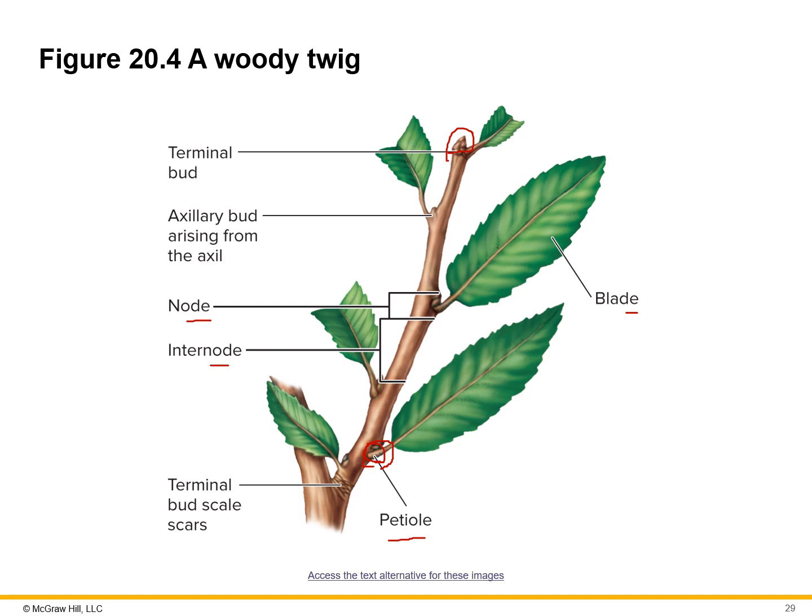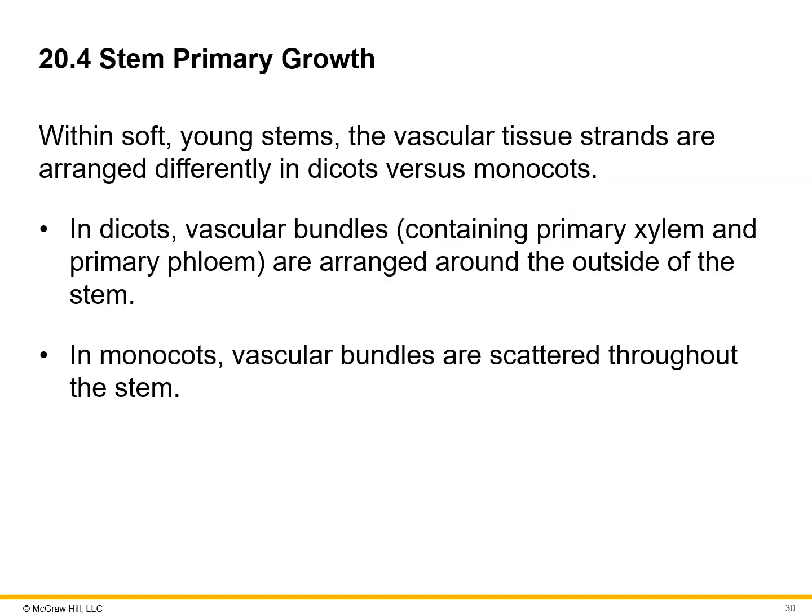And then you can also see these terminal bud scars. So at the end of each kind of growing season, so in the fall, whenever it becomes dormant, this apical meristem here falls off and it leaves behind a scar. So kind of like annual rings, you can count those to see how old that little branch would be.